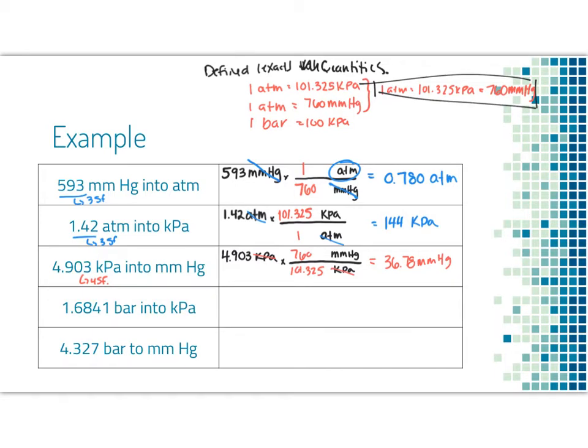All right, let's do the next one. 1.6841 bar into kPa. Well, bars can be converted directly into kPa. So 100 kPa is 1 bar. We're just multiplying by 100 here, it looks like. So 168.41 kPa should be our final answer. And again, there's 5 significant figures here.